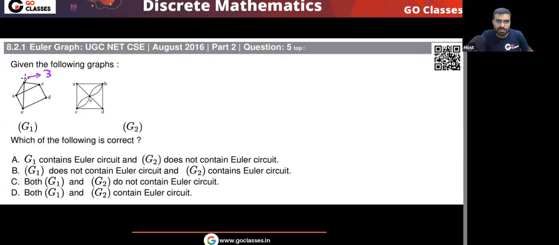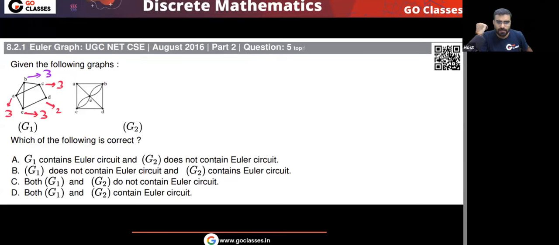This vertex B has degree 3. This vertex E has degree 3. This vertex A has degree 3. Yes or no? This vertex C has degree 3. This vertex has degree 2. So you can see G1 does not have an Euler circuit.